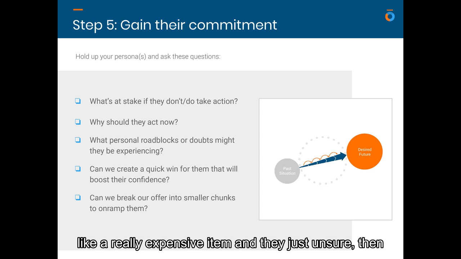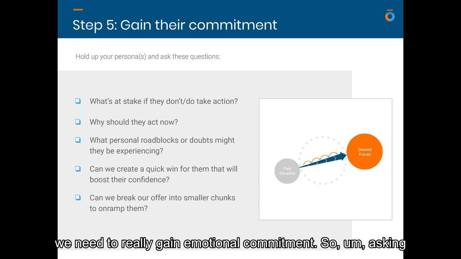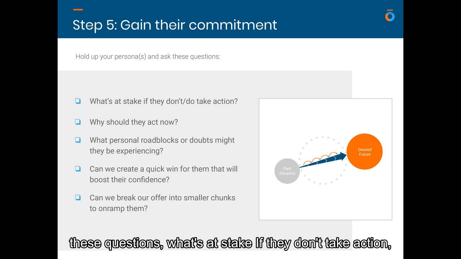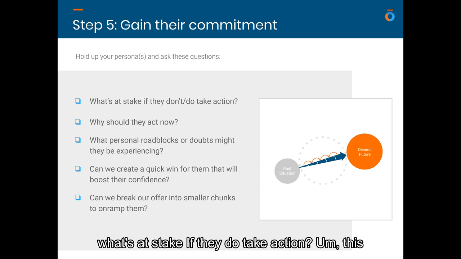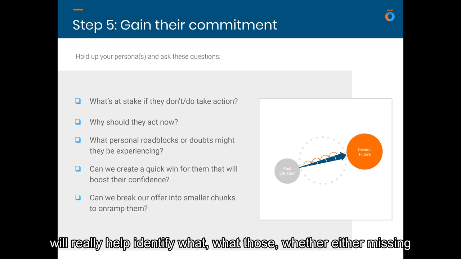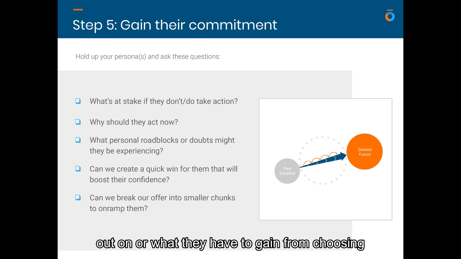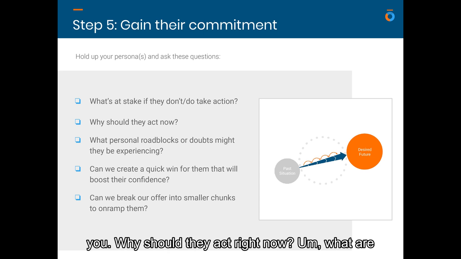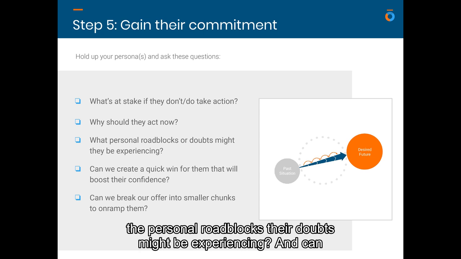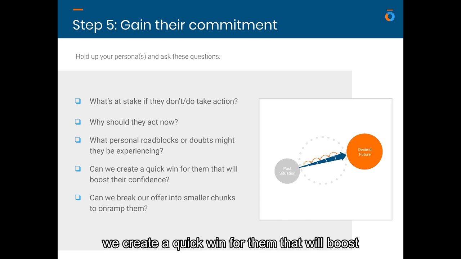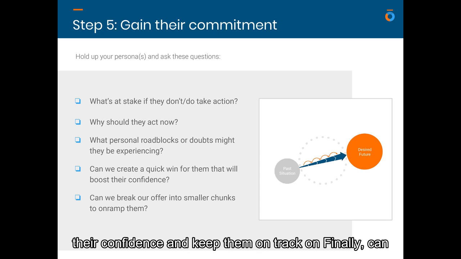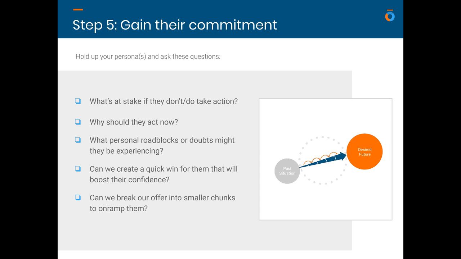Or if they're buying a really expensive item and they're just unsure, then we need to really gain their emotional commitment. So ask these questions: what's at stake if they don't take action? What's at stake if they do take action? This will really help identify what they're either missing out on or what they have to gain from choosing you. Why should they act right now? What personal roadblocks or doubts might they be experiencing? And can we create a quick win for them that will boost their confidence and keep them on track? And finally, can we break our offer into smaller chunks to on-ramp them to success?